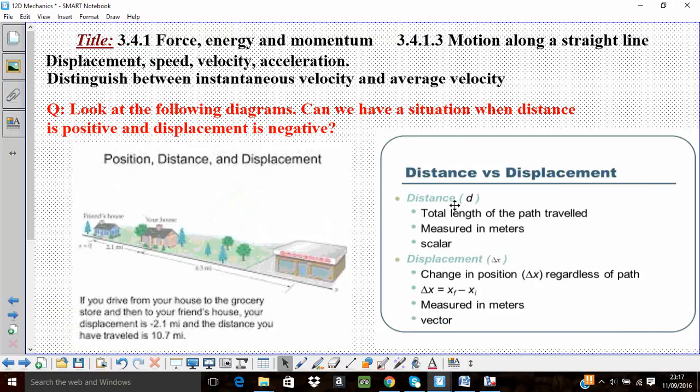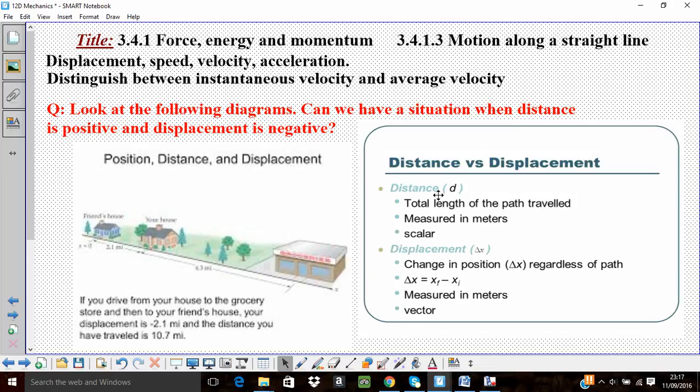So here on the right, we can have a definition of distance versus displacement. Distance is the total length of the path measured in meters. It's a scalar. Displacement is the same thing measured in meters, but it is a vector because the displacement calculates a change in position regardless of the path.